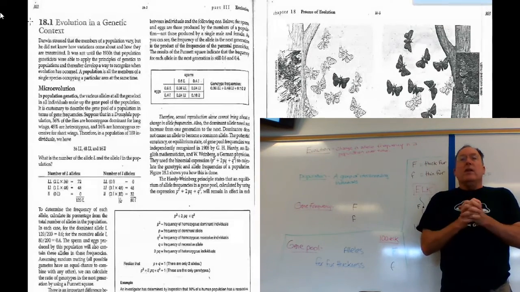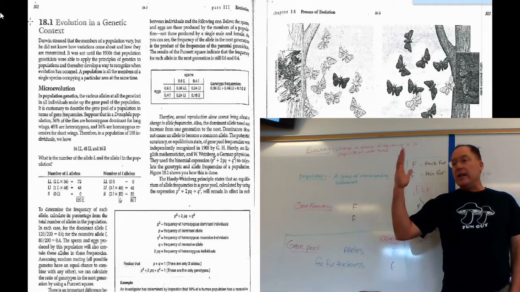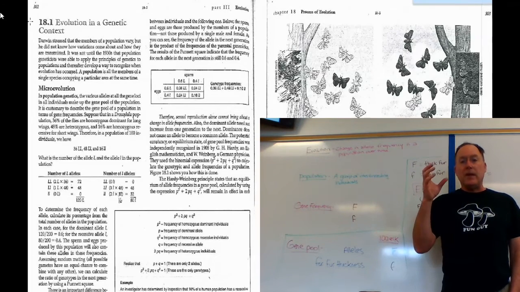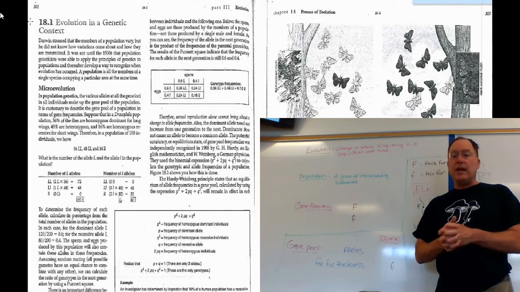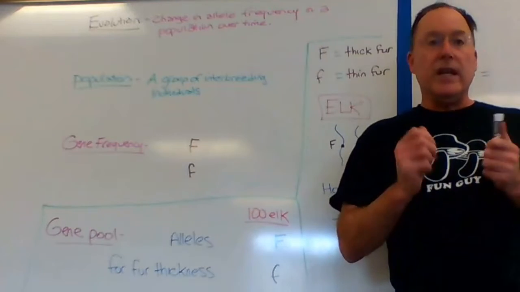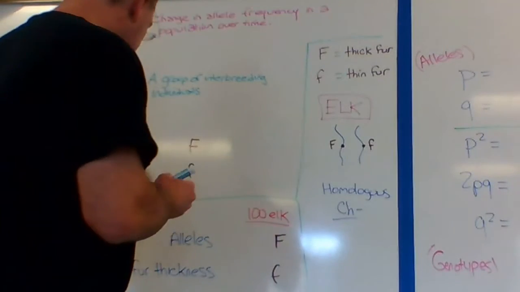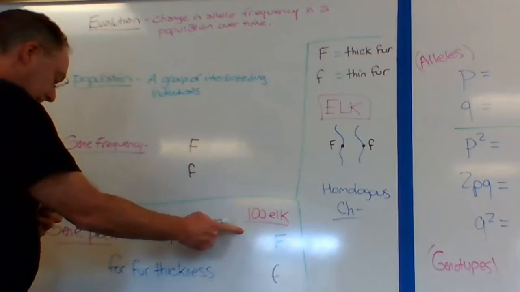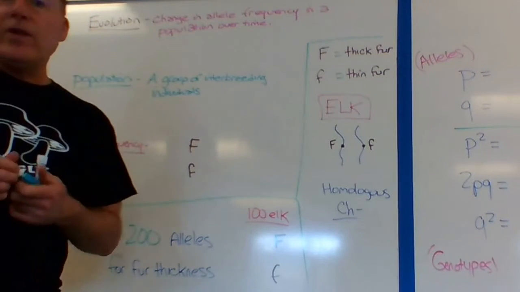Could they go and have a fun time with another population? Sure, and get pregnant and have babies. And of course, they're all part of the same species, but a population is such that they're kind of together most of the time. So let's imagine in the Arrowhead elk population, there's 100 individuals. That would mean that for 100 elk, there are 200 alleles for fur thickness.